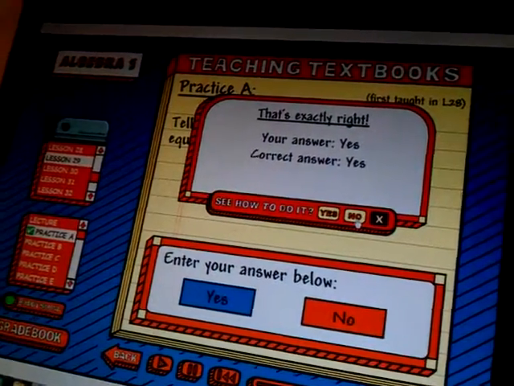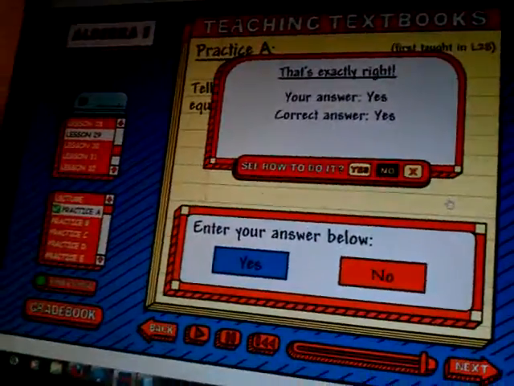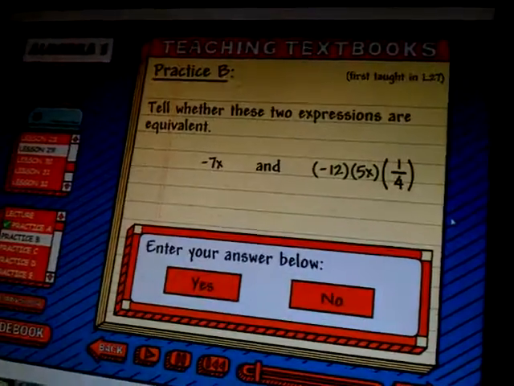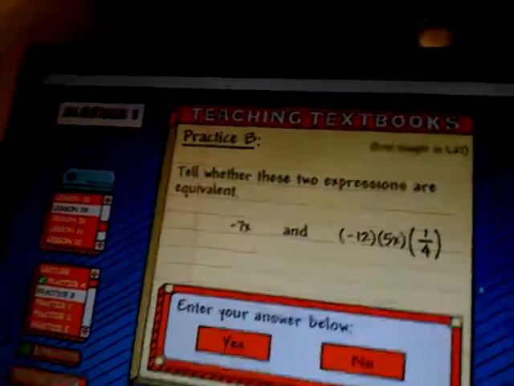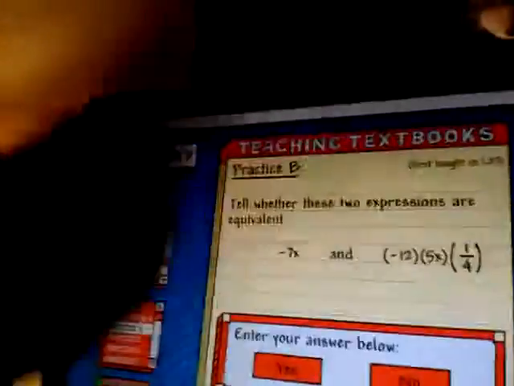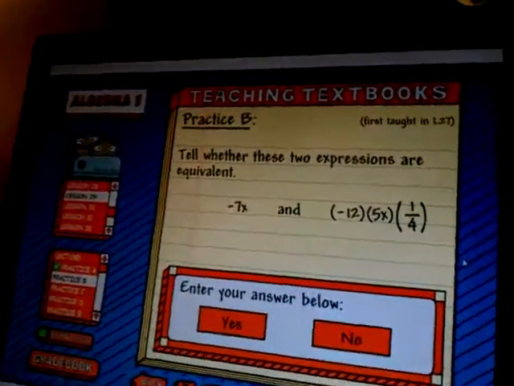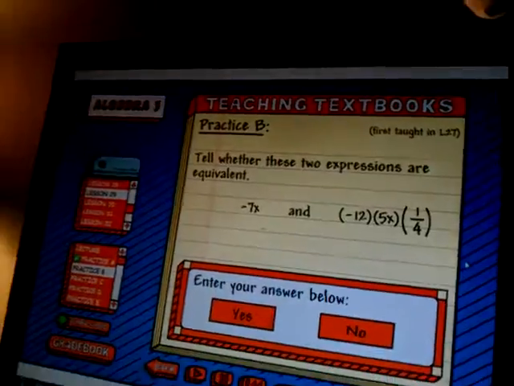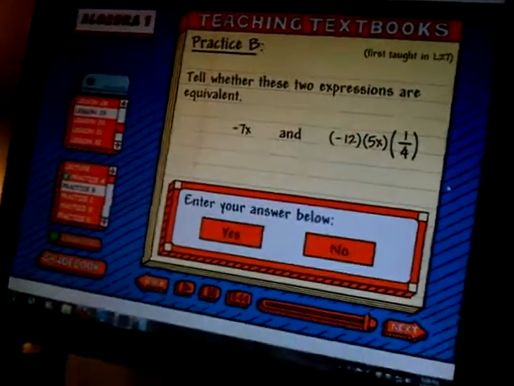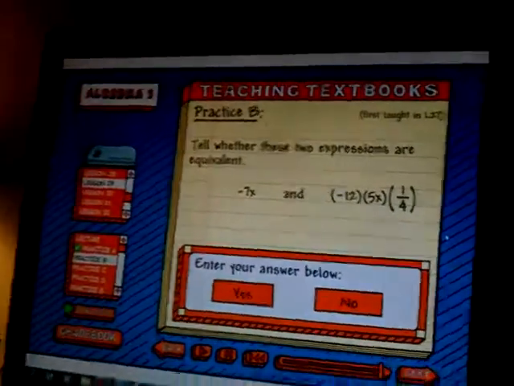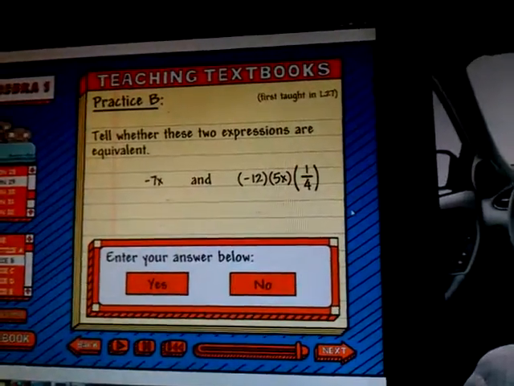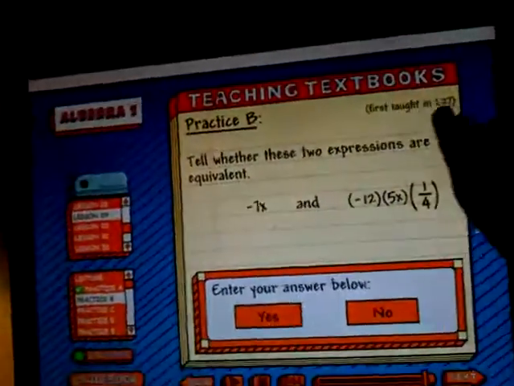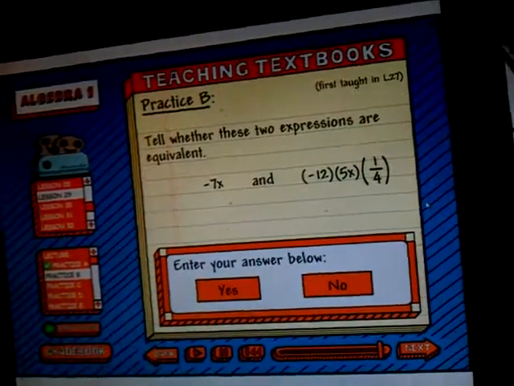Oh, yeah. I would hate to get the first one wrong. You need to tell whether these two expressions are equivalent. Negative 7x and negative 12 times 5x times 1/4. It just looks wrong. It looks completely wrong. Oh, how can you tell? It just flips it. It looks like cavemen wrote it.